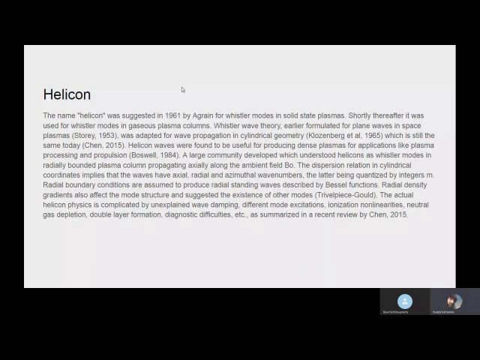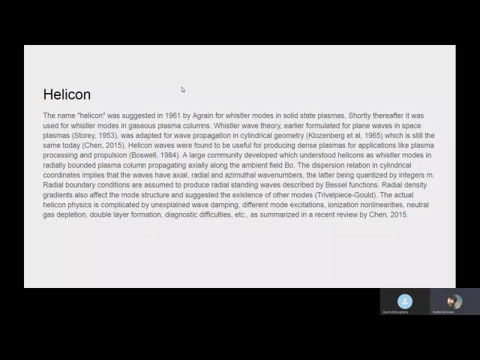A large community developed which understood helicons as Whistler modes in a radially bounded plasma column propagating axially along the ambient field B0. The dispersion relation in cylindrical coordinates implies that the waves have axial, radial, and azimuthal wave numbers, the latter being quantized by integers m. Radial boundary conditions are assumed to produce radial standing waves described by Bessel functions. Wow, that's exactly what it is. Radial standing waves described by Bessel functions.